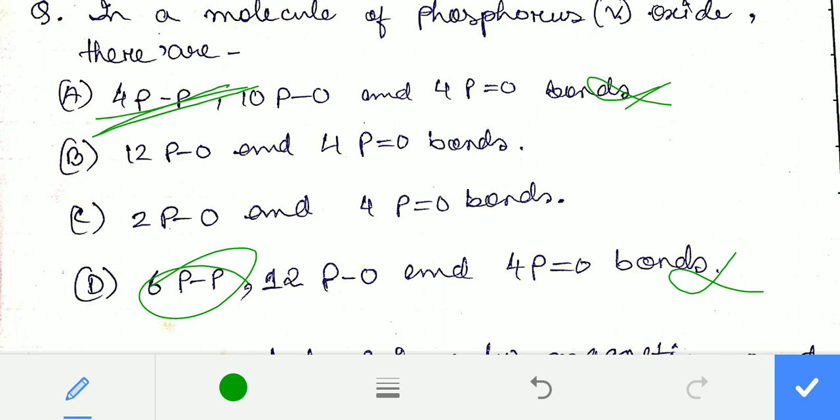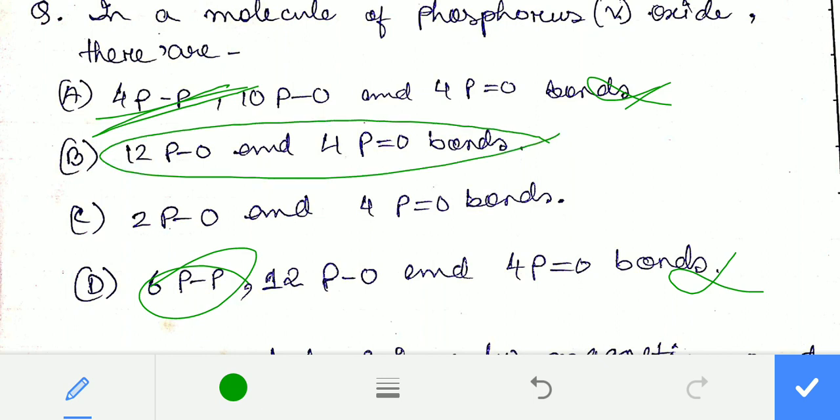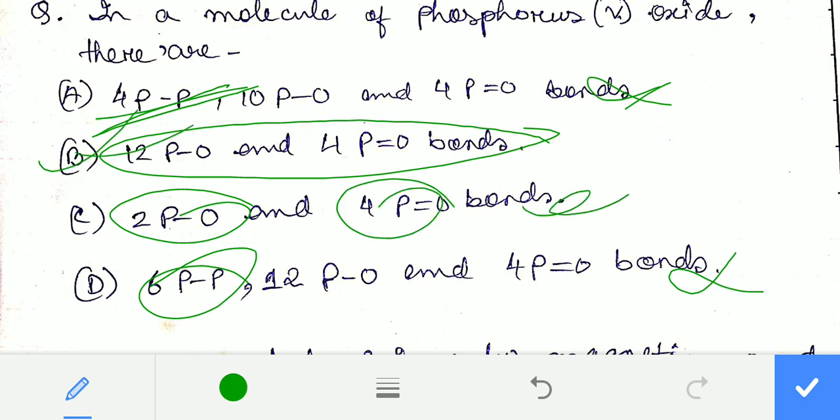Now in options B and C, it is 12 PO bonds and 4 PO bonds, which is simply the right option. And in option C, 2 PO bonds. As you can see, there are 12 PO bonds present and 4 PO bonds, which is the right option. So option B for this question is the right answer. We're moving to the next question.